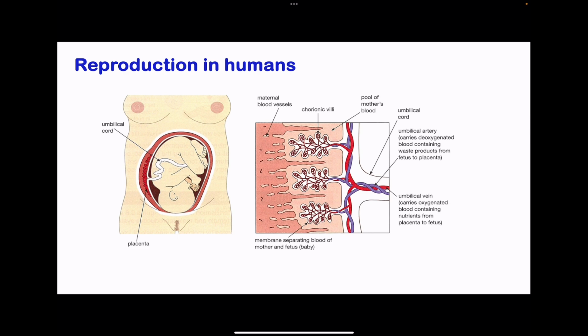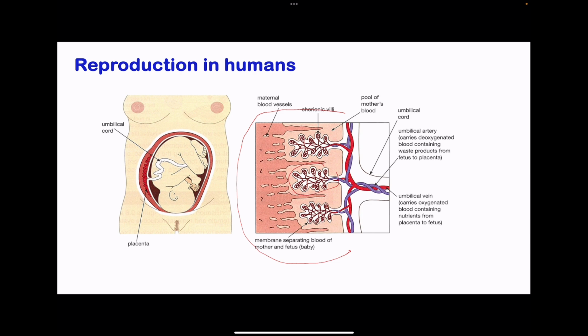Going on to reproduction in humans. During pregnancy, the amnion encloses the developing embryo. This amnion is going to secrete amniotic fluid, which protects the developing embryo from bumps as well as sudden movements. And once the embryo is recognizable as a human, it is called a fetus. Basically, after the implantation of the embryo, a placenta is going to be formed and we can see the tissues within the placenta. This is where the exchange of materials is going to occur between the mother and the fetus.